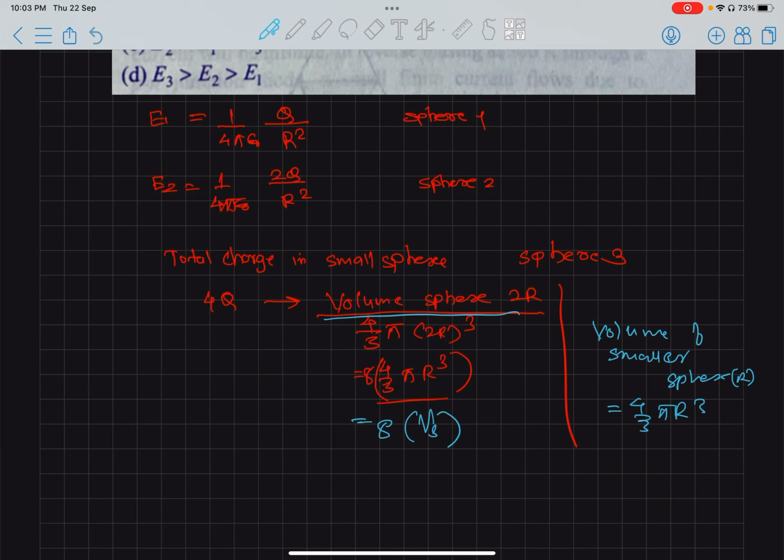Okay, so 4q charge distributed in the sphere of volume 8 times the volume of the smaller sphere. Okay, 4q charge distributed on a sphere with 8 times the volume of the smaller sphere. So how much charge will be distributed in the smaller sphere?